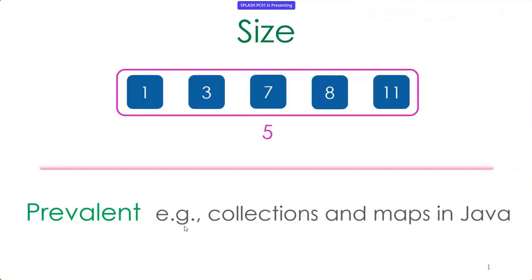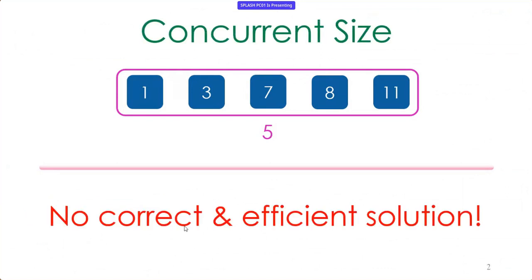So the size of the data structure is a commonly used property. In Java, for example, all collections and maps must implement the size method. But obtaining the size while concurrent insertions and deletions run is not trivial. So existing solutions, both in the literature and in concurrent libraries, are either inefficient or incorrect. There is no solution which is both correct and efficient in the literature.